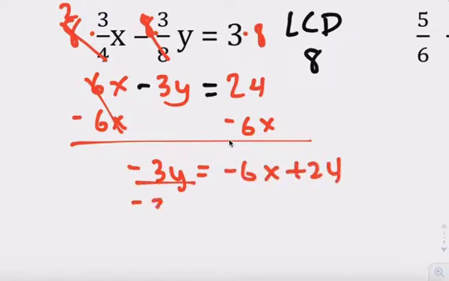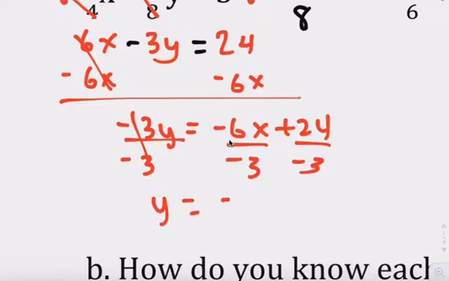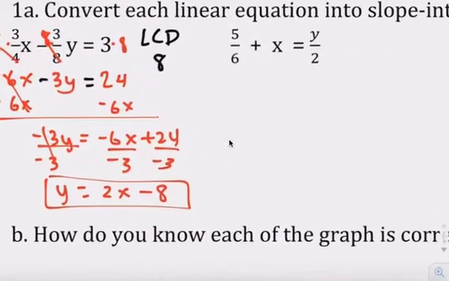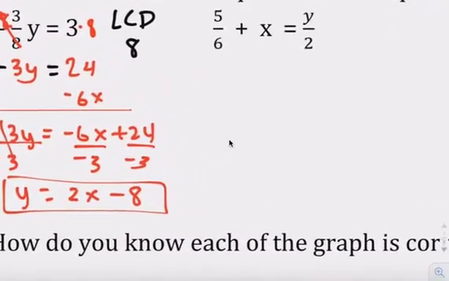Divide by negative 3, divide by negative 3, divide by negative 3. You get y equals 2x minus 8. You can graph that one, right? It's easy to graph. Okay, let's do this one too.